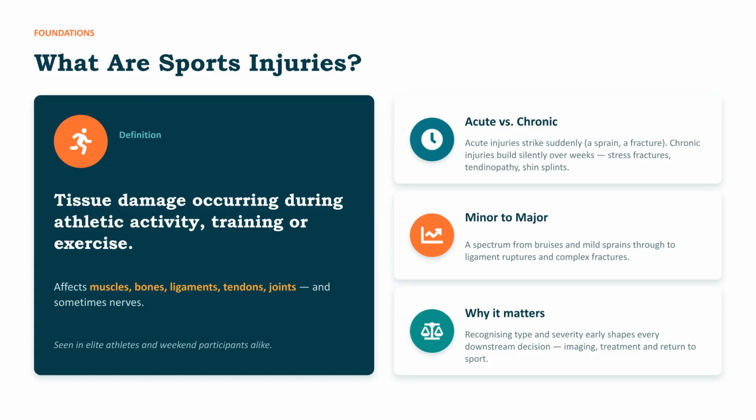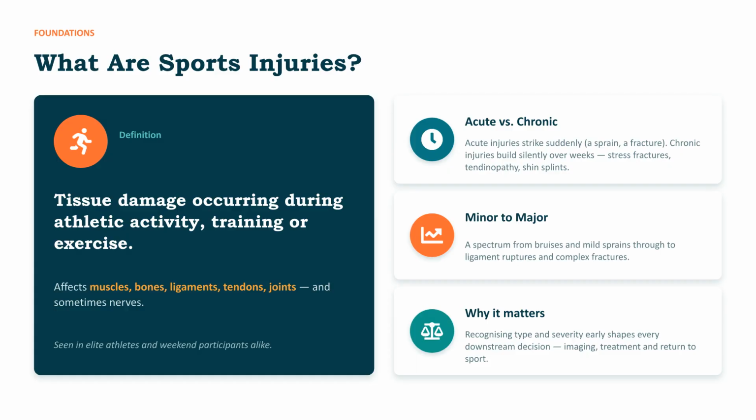We classify them in 2 main ways. Acute injuries strike suddenly, like a sprained ankle or a fracture. Chronic injuries build silently over weeks. Think stress fractures, tendinopathy, or shin splints. Severity ranges from minor bruises and mild sprains all the way to complete ligament ruptures and complex fractures.